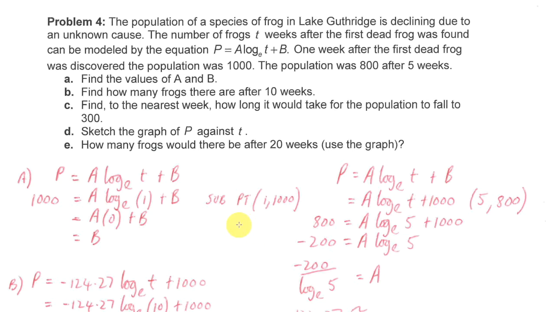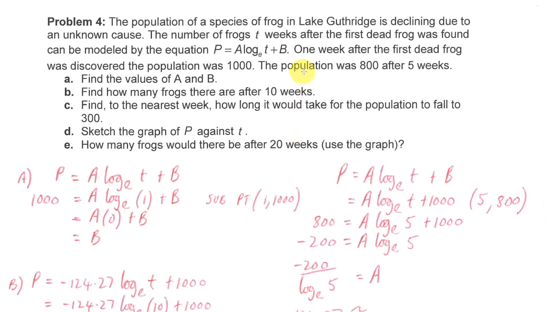So, we know that 1 week after the first dead frog was discovered, the population was 1,000. So 1 week, 1,000. So that gives us a point there. Here's the model. Let's substitute T equaling 1 and P, the population, equaling 1,000. So log base E of 1. We know log of any base of the number 1 will always be 0. So this whole first term will collapse to become 1,000 equals B.